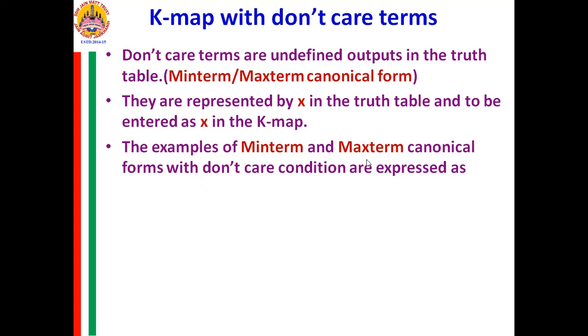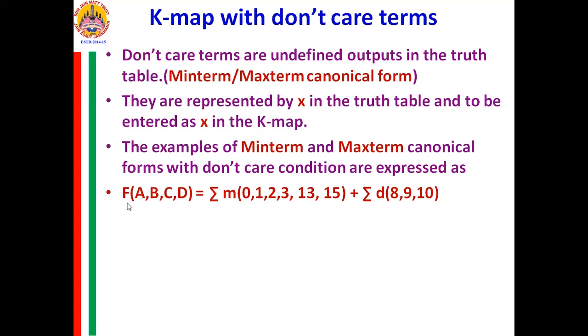An example of minterm and maxterm canonical forms with don't care conditions can be expressed as the function a, b, c, d that evaluates to 1 for the sum of minterms 0, 1, 2, 3, 13, 15 with the don't care conditions at 8, 9, 10. Now what is this don't care? Don't care means we do not bother about these values of minterms, for which the function may evaluate to 1 or 0, as they are not an essential part of our expression. So to reduce the number of literals, you can use these as either 1 or 0.